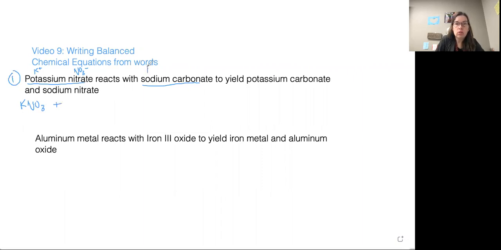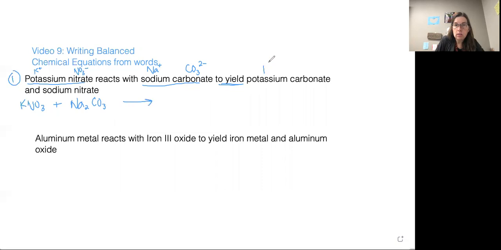So let's write that out. Sodium is Na, it's always +1. Carbonate is again a polyatomic ion, CO3 2-. Here we have different numbers of charges, so we're going to have to crisscross them to make sure there's electrical neutrality. So that's going to be Na2CO3. We don't need parentheses around the CO3 because there's not going to be another subscript for that, because the Na was +1. Okay, to yield, that's our arrow.